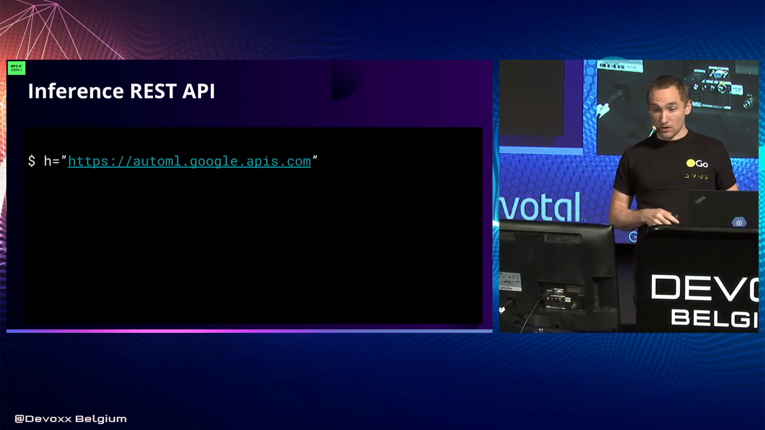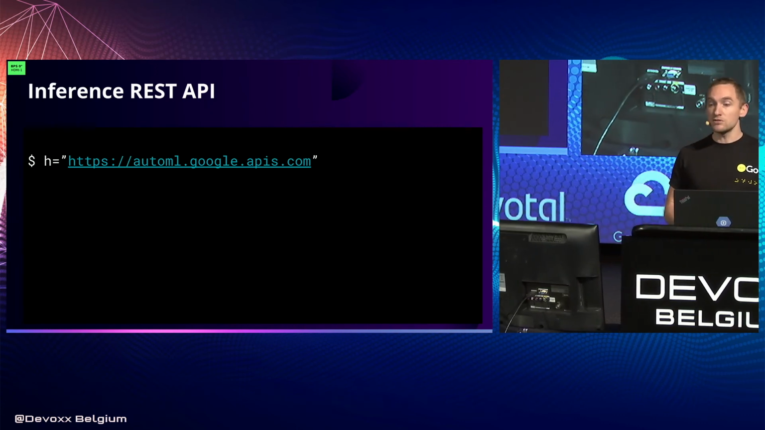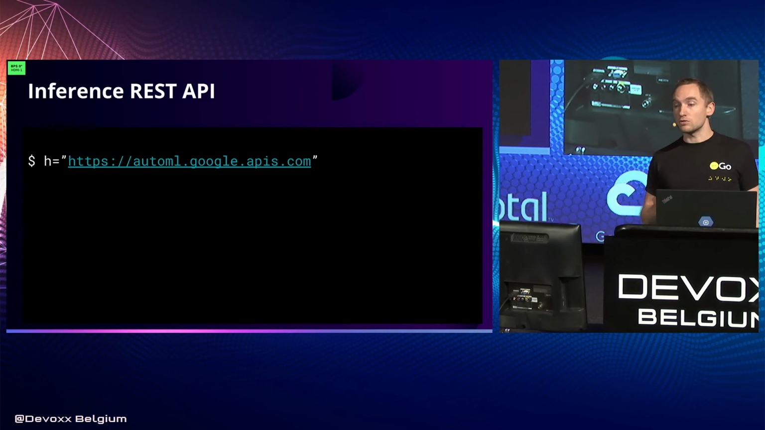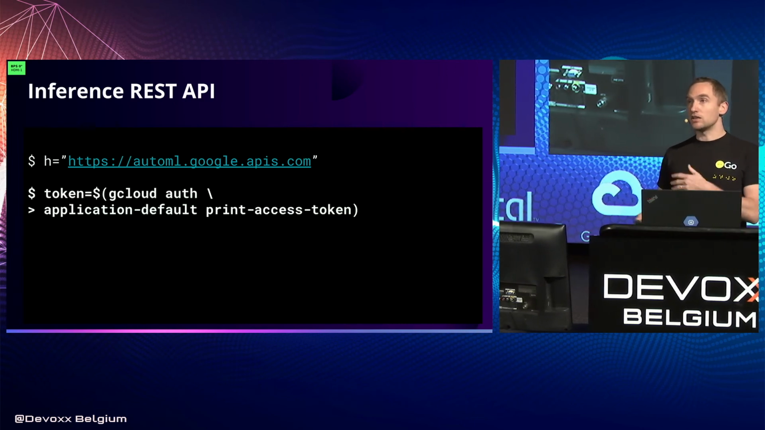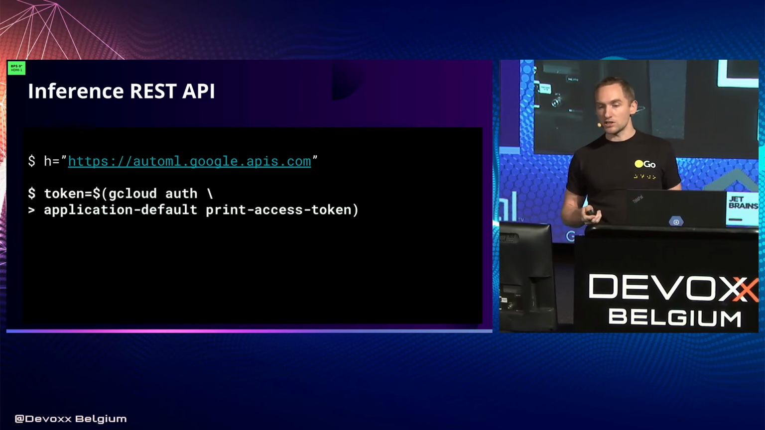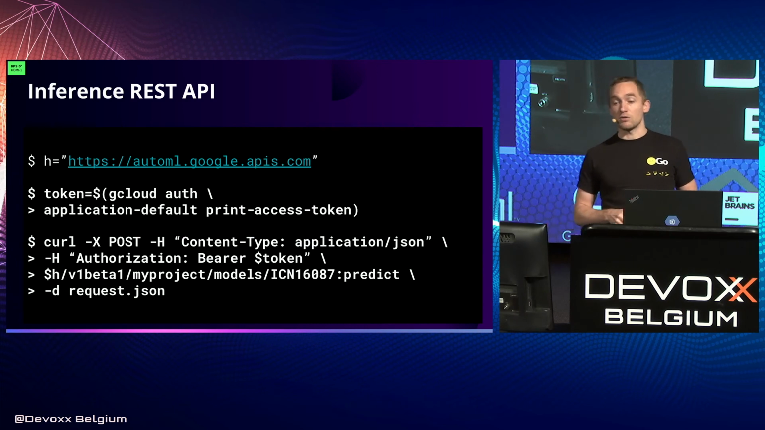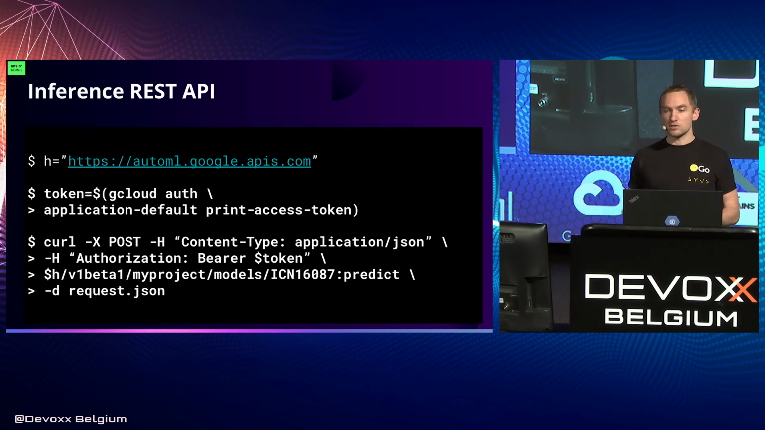There is a REST API for doing inference. So I have a host, the AutoML Google APIs. Then I get a security token, an authentication token. Then I make a curl command, just like with the other tools, and I get the inference.